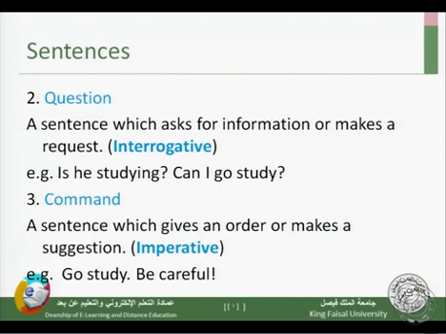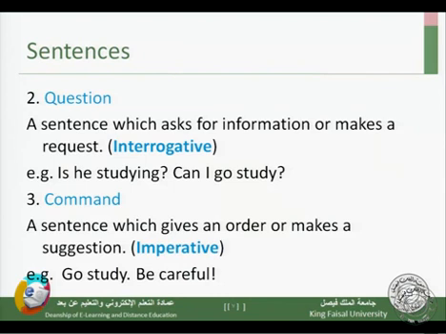The second type of sentences is the question. So a question is a sentence which asks for information. We said that the statement gives us information. The question asks for information. It wants people or the listener to give information. So it asks for information or can make a request. So asking for information and making requests is the function of the question.